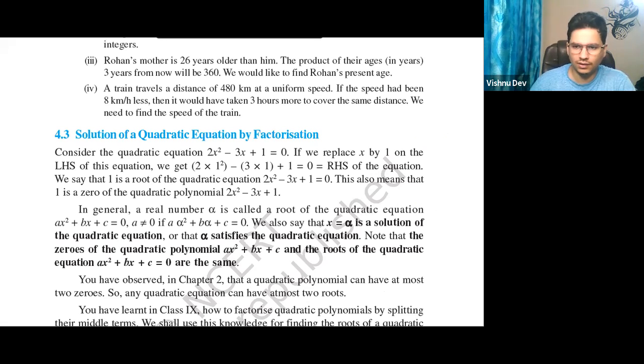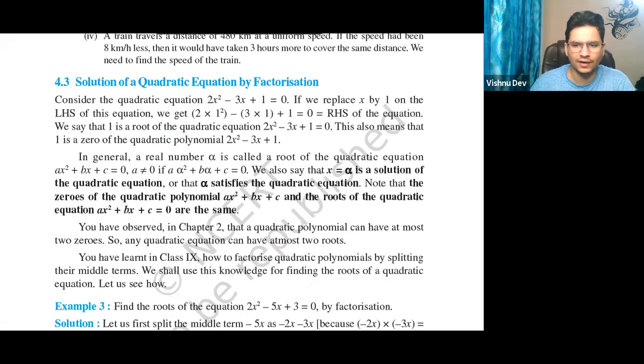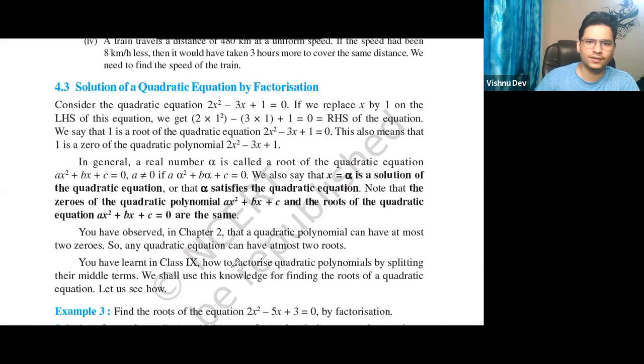So we have already seen how to find the solution using the factorization method. Yes or no? So can you solve this, everyone? 2x square minus 5x plus 3 is equal to 0. Everyone, try to solve this. After solving some, we will play Kahoot. So try to solve this, everyone.